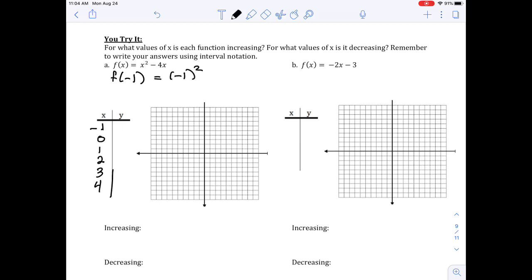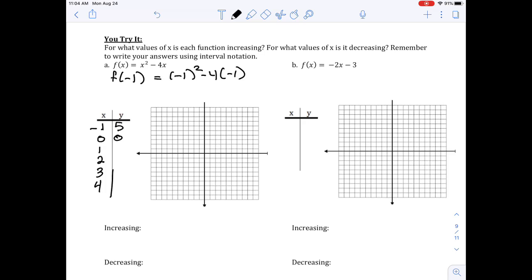So I'm going to demonstrate again. Use parentheses. -1 squared minus 4 times -1. So that's going to give me 1 plus 4, which is 5. And then I'll go through and do that for f of 0, f of 1, f of 2, f of 3, f of 4. I'm going to do some mental math there. You can use your calculator, however you want to come up with those values.